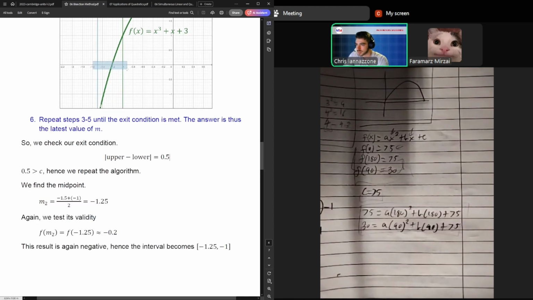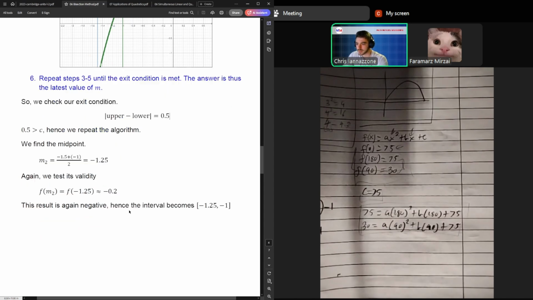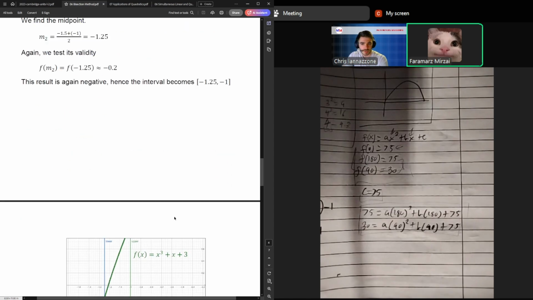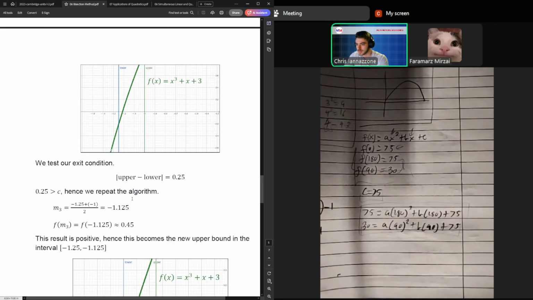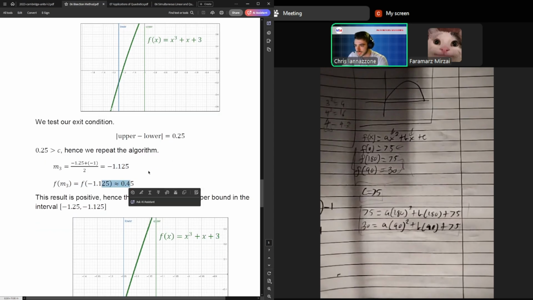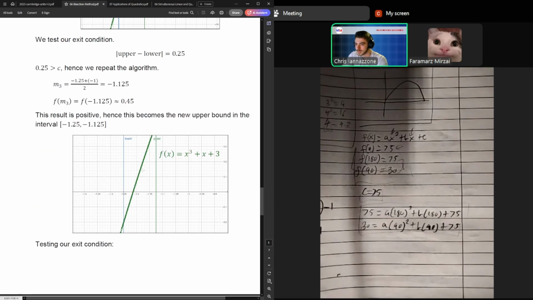Again, find the midpoint of these two spots. You've got -1.25. If you test the x value there, you're still going to get a negative. So again, we're going to shrink our interval. Now, it looks like this. Test the exit, we're 0.25. 0.25 is not 0.1, so we go again. Midpoint, test the value, it's positive this time. So midpoint would be here-ish, positive y.